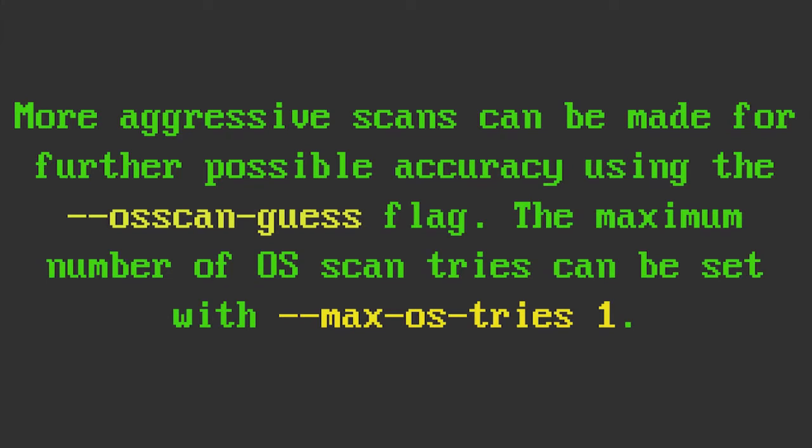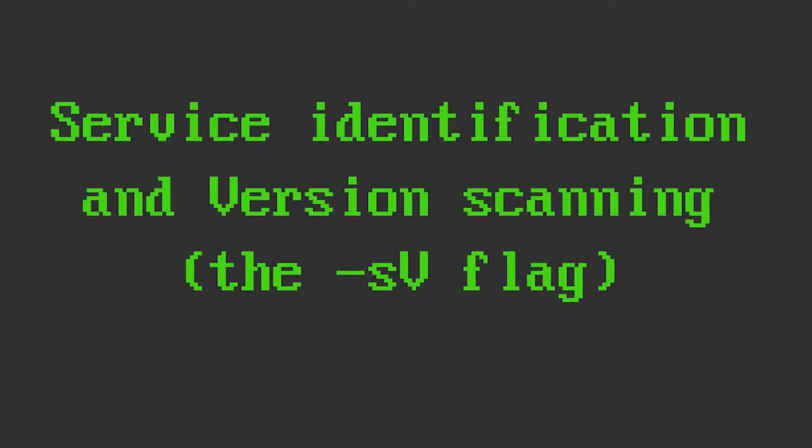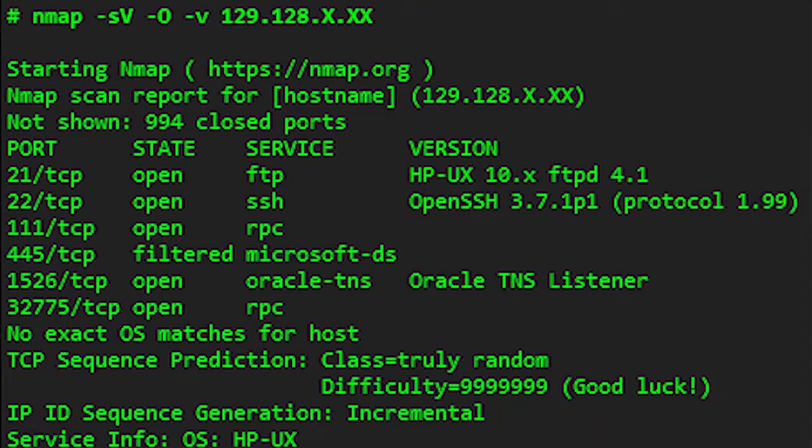The maximum number of OS scan tries can be set with --max-os-tries 1. Next up, for service identification and version scanning, you can use the -sV flag, that's lowercase s, uppercase V. This is very powerful because it can tell you the version of a particular service. For example, say you have scanned a server and it's open on port 80, so it's likely to be a web server. If you knew which version of web server it was, then you could ascertain whether that version of the web server is vulnerable to attack or not.